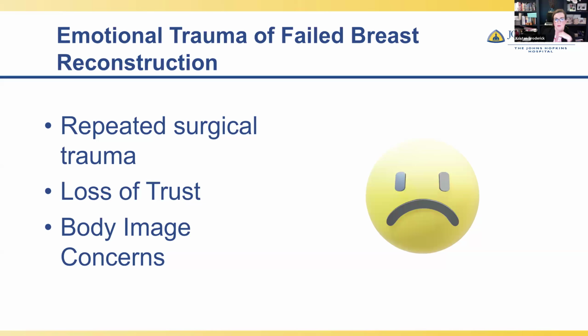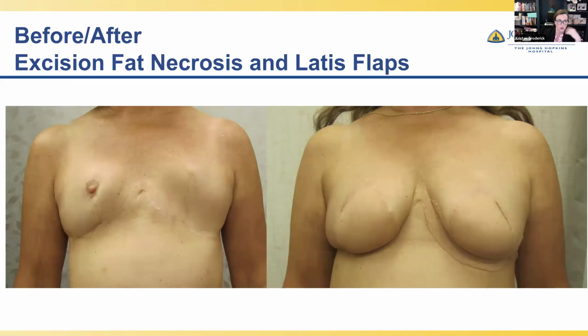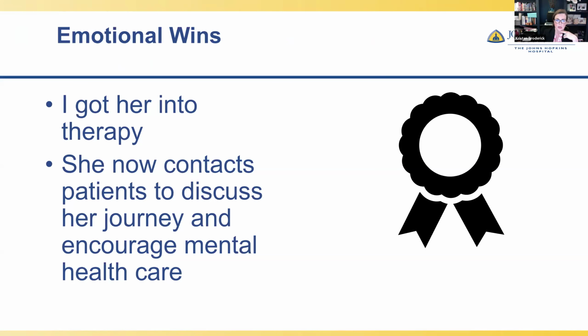But before we did any of this, we had to address a lot of these issues with her. She'd had loss of trust and body image concerns. So before I got her to this stage, she spent a lot of time working through with a therapist how she was going to handle the ups and downs of repeat surgery. Because we can get a result, but if we haven't healed the whole person, I feel like we haven't helped people.